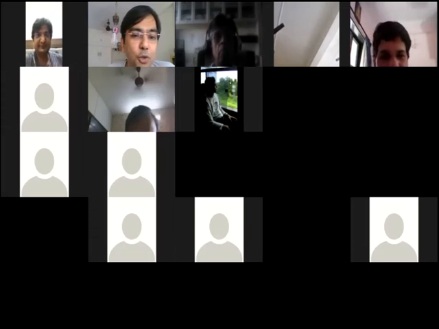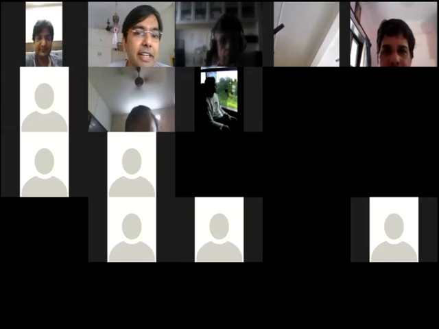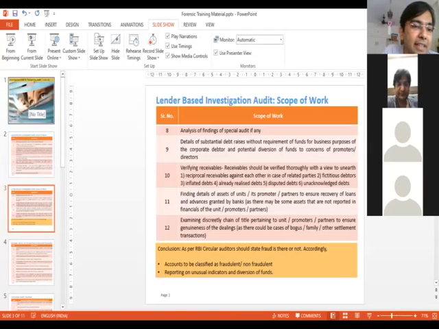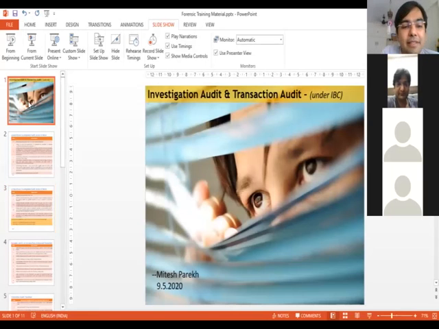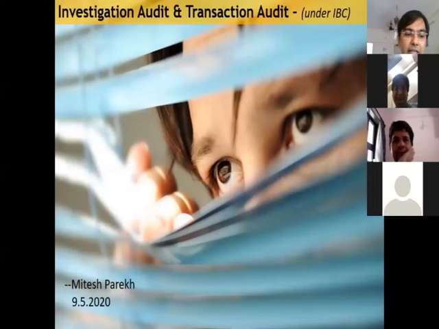So we have two topics today. One is on this forensic audit, or rather an investigation audit. One is through lenders and another is through the IBC, which we call a transaction audit. That will be covered by me, and one session will be taken up by Sandeep on the IBC front. So we'll start straight. One is on the lender based.